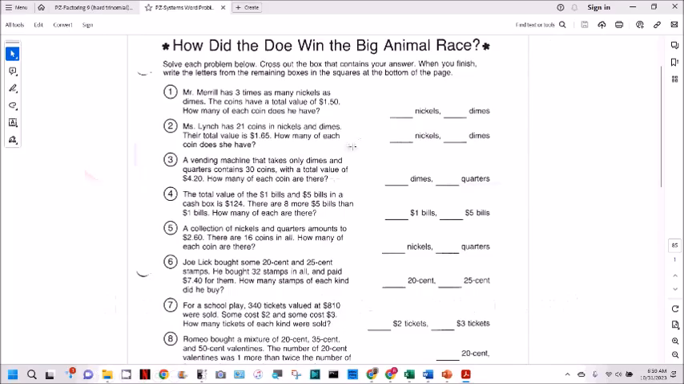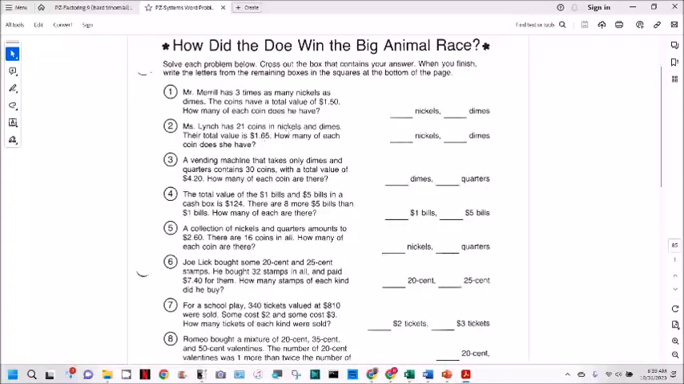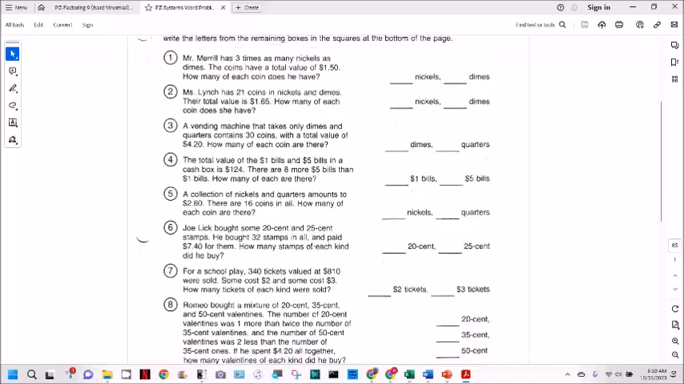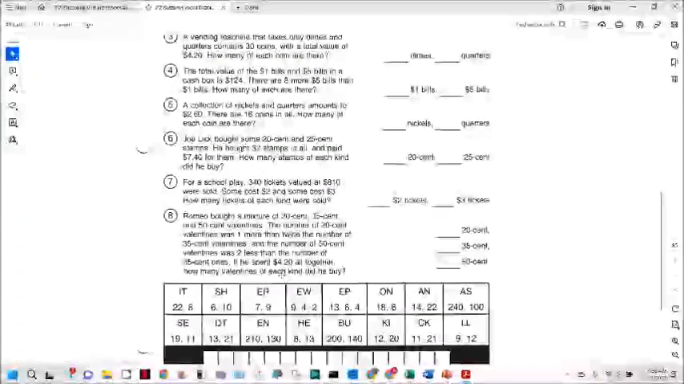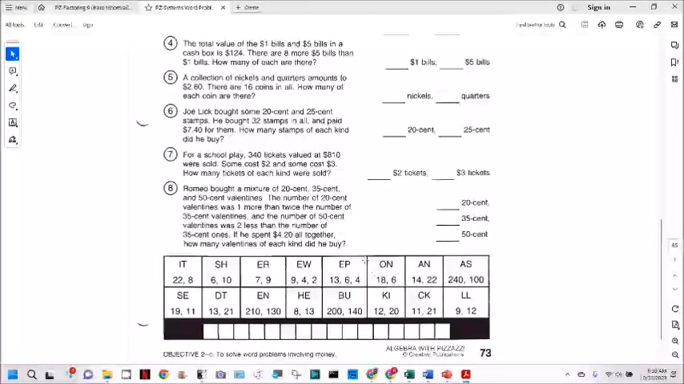Here's the original worksheet, and they're asking, how did the doe win the big animal race? To solve this riddle, we have to solve all of these systems problems below. These will eventually be systems of equations once you convert the word problems into a system of equations. Once you solve each of these, we have to cross out the box down below that contains the answer, and then the letters that are left over will spell the answer to this riddle. All right, let's do this.